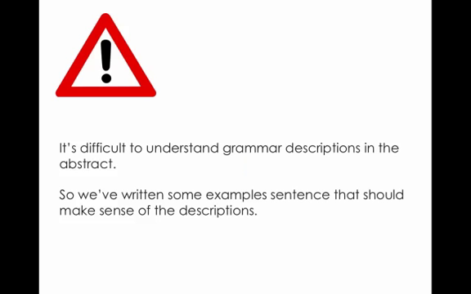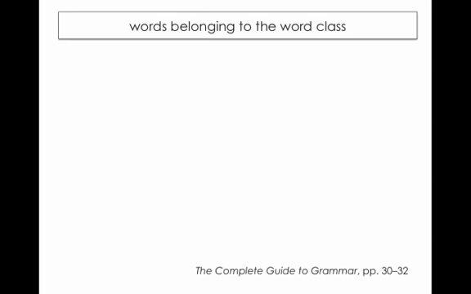Now, we said at the beginning that it's difficult to understand grammar descriptions in the abstract, so we wrote some example sentences to help us make sense of the descriptions of nouns, adjectives, verbs, and so on. So we're going to move on to the descriptions now and see what the book says about the kinds of words we've been talking about.